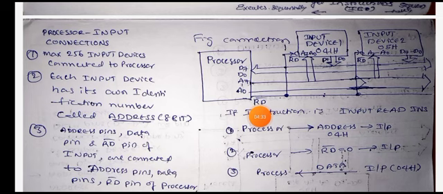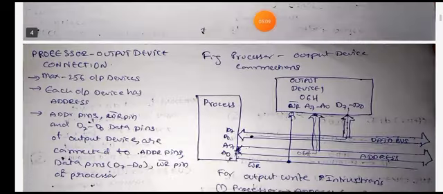Now, how does the processor read input data for an input read instruction? While executing an input read instruction, the processor first sends the address to the input device, and at the same time it sends the read signal to the input device. Then the input device places the data on the data bus. From the data bus, the data is transferred to the processor. In this way, the processor accesses input data from the input device. Right?